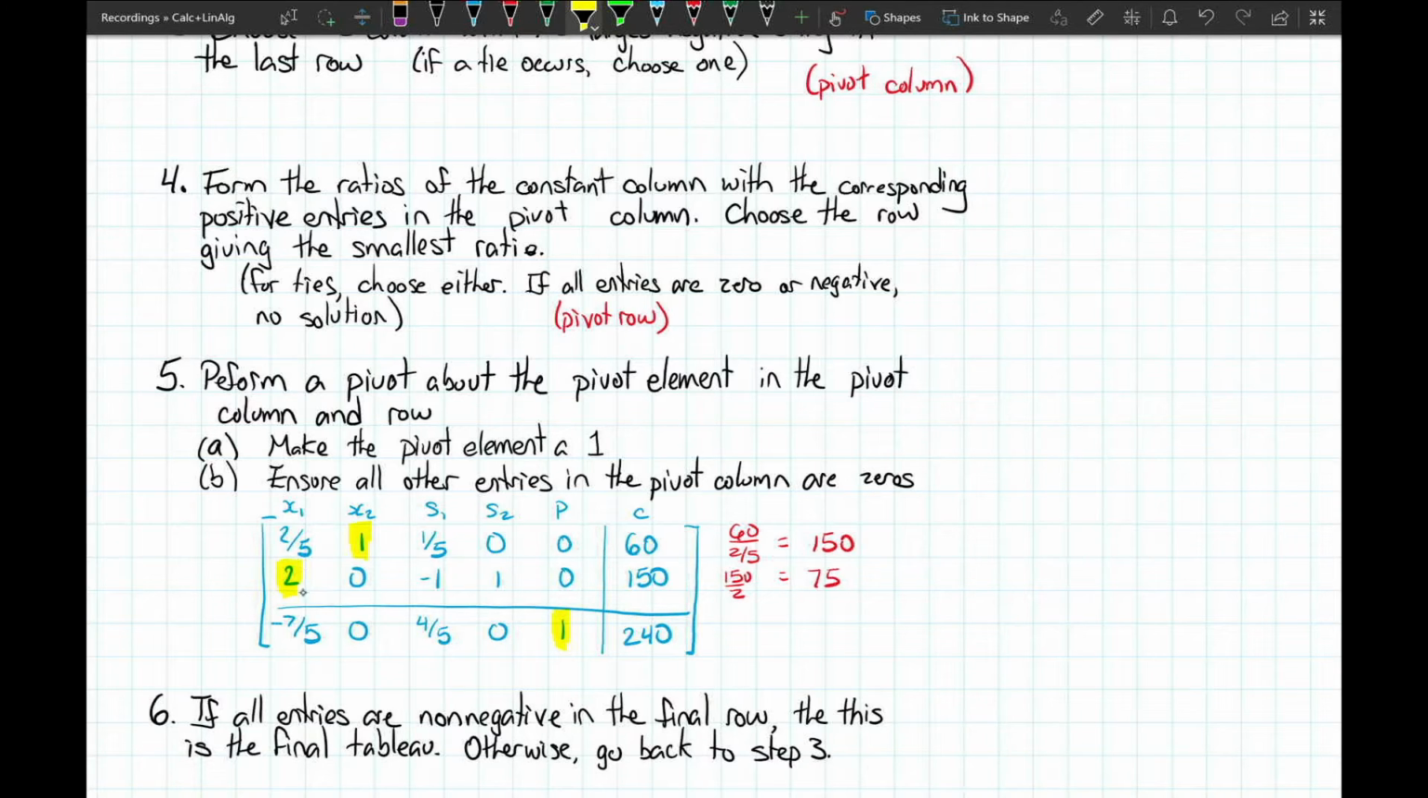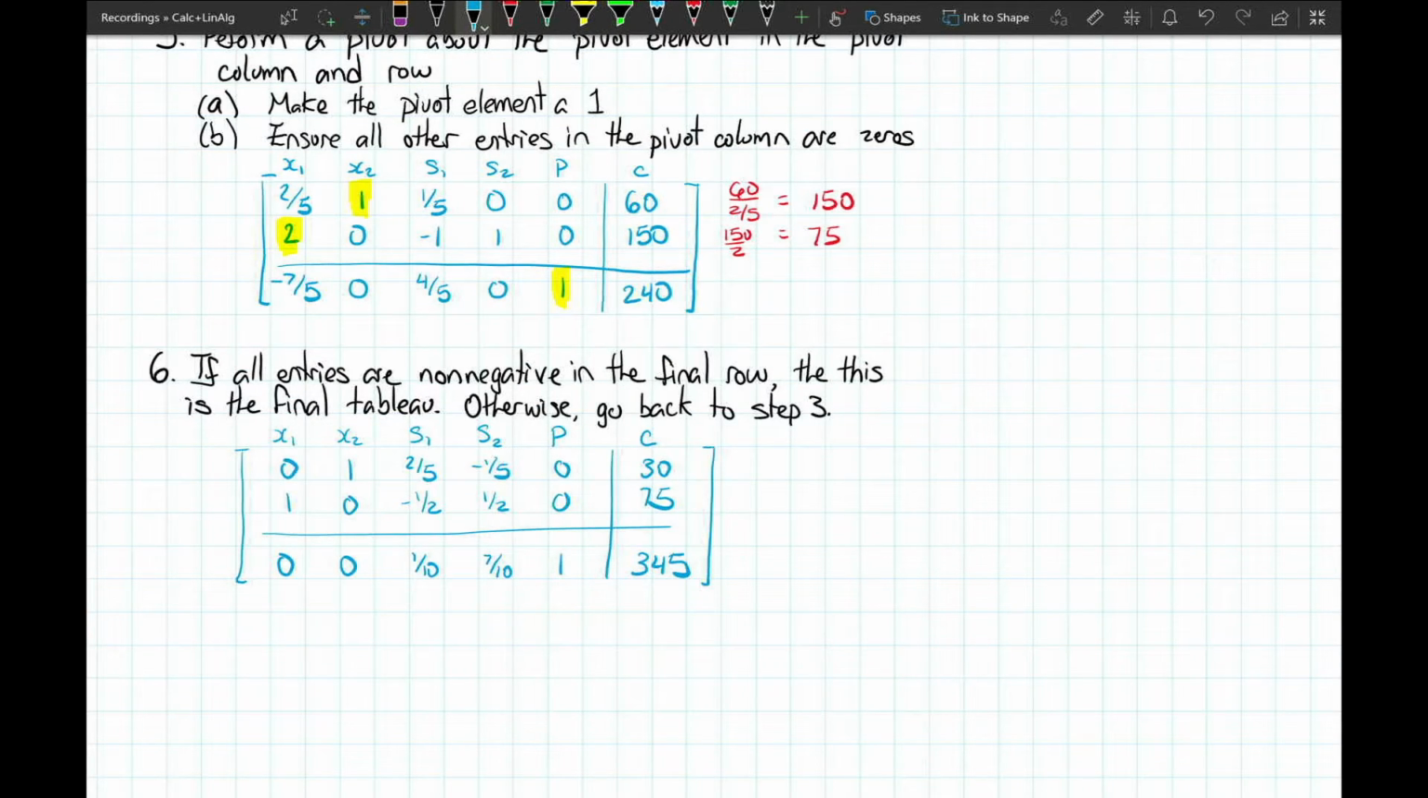To try this out, we need to do a pivot operation around second row, first entry. And again, you can pause the video here, try it out for yourself, and see if you can get the solution to the next tableau. And here is what it looks like after that pivot operation. You can see that the pivot columns are X1, X2, and P.